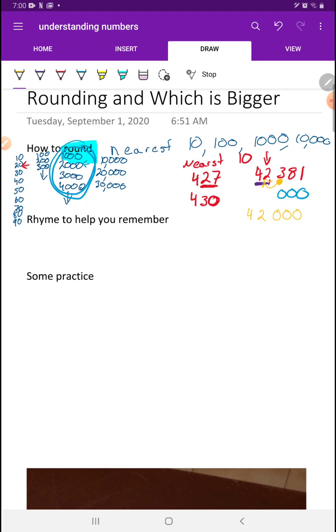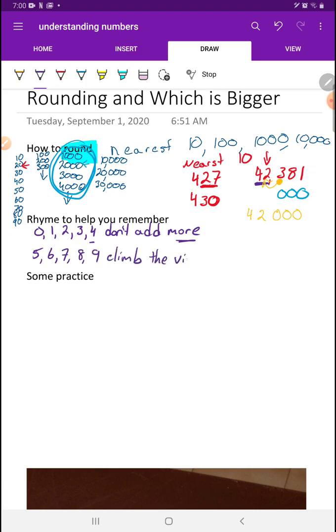So let me give you the rhyme to help you remember, okay? So 0, 1, 2, 3, 4, don't add more. Okay? 4 and more rhyme. That's how you remember. 0, 1, 2, 3, 4, don't add more. 5, 6, 7, 8, 9, climb the vine. Okay. And 9 and vine climb.